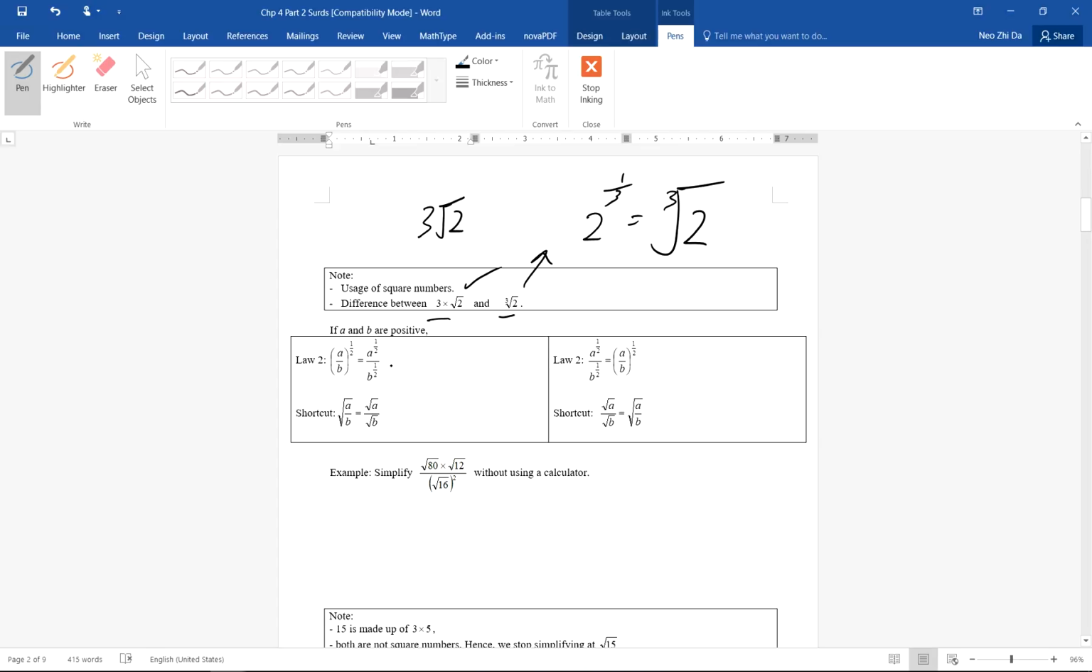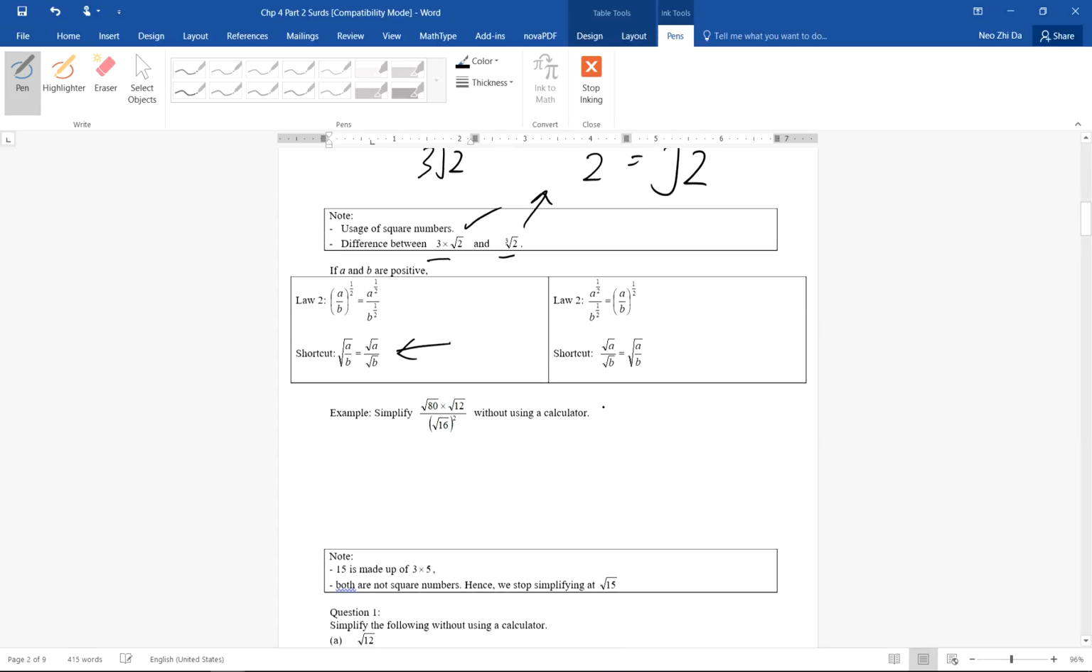Now, law of indices. A and B are positive. Bracket, you can bring the power in, becoming A to the power of half over B to the power of half. So as a shortcut, square root of A over B can be split into this form. In future we will be using this. Now, if both have the same power of half, you can combine the base together, becoming A over B, bracket power half. Vice versa, this is the shortcut.